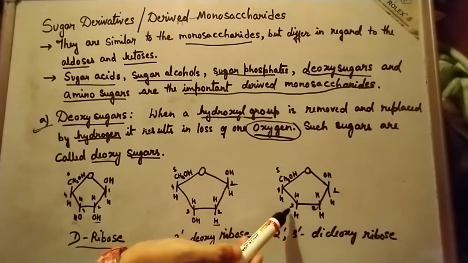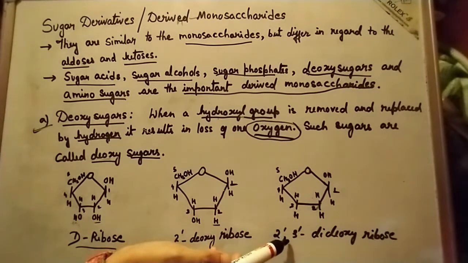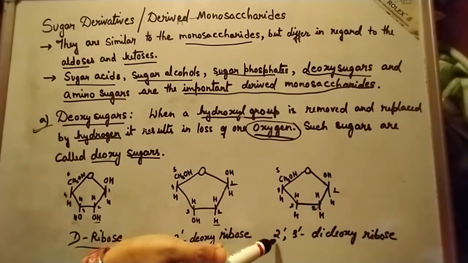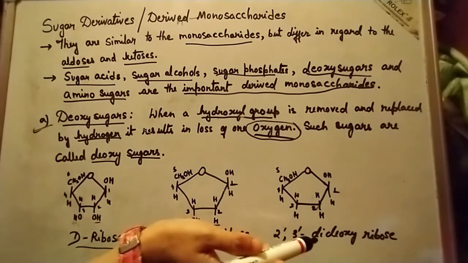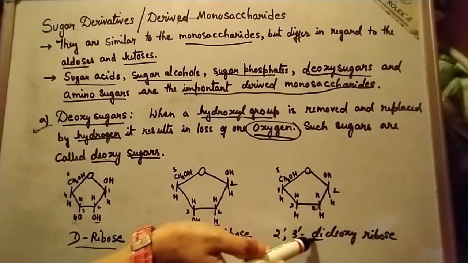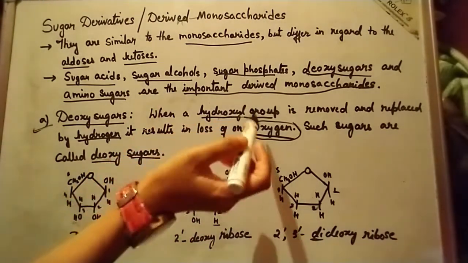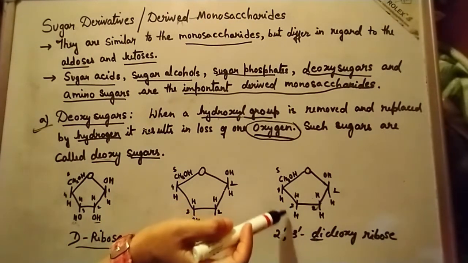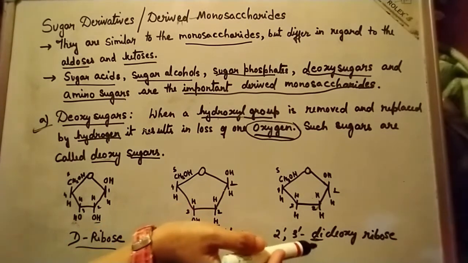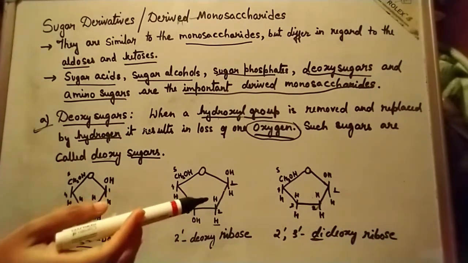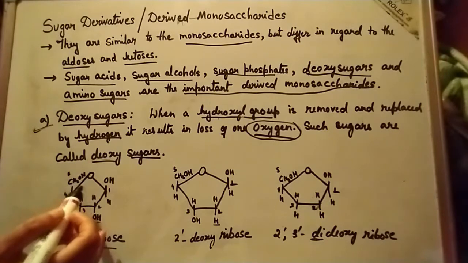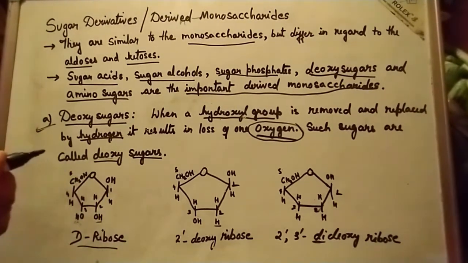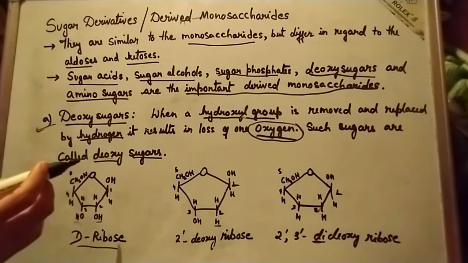Now there are some other sugar molecules where the oxygen atom is absent from the second carbon atom as well as the third carbon atom, as you can see here in this example. So this molecule will be called 2',3'-dideoxyribose. It is known as dideoxy, di meaning two oxygen atoms are absent, so dideoxyribose sugar. This is an example of the sugar derivatives, that is, the deoxy sugars.